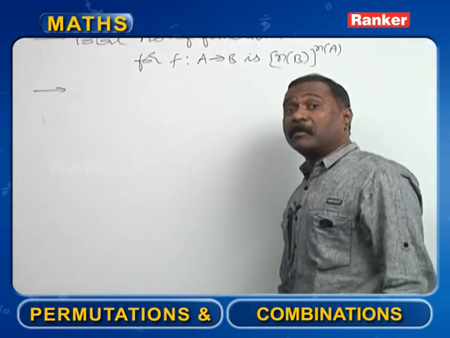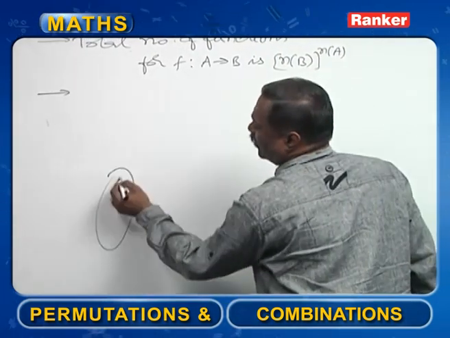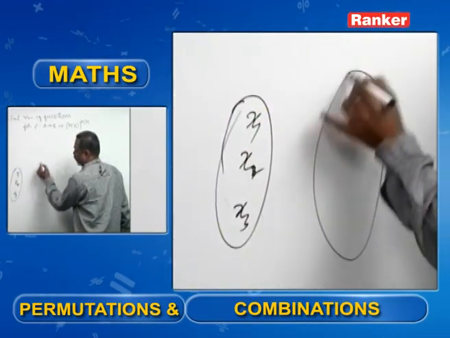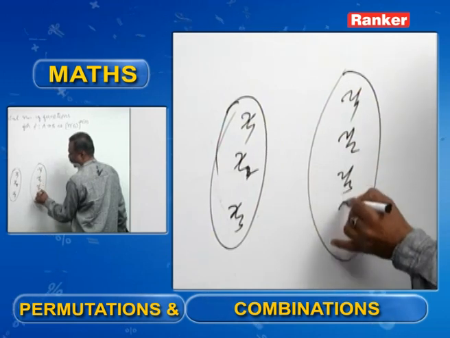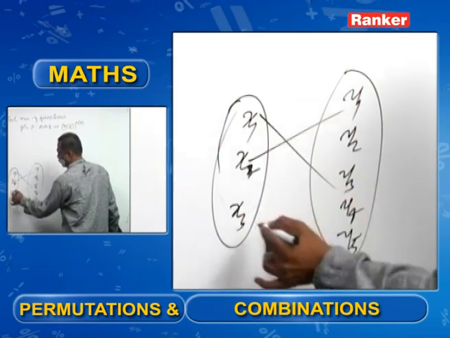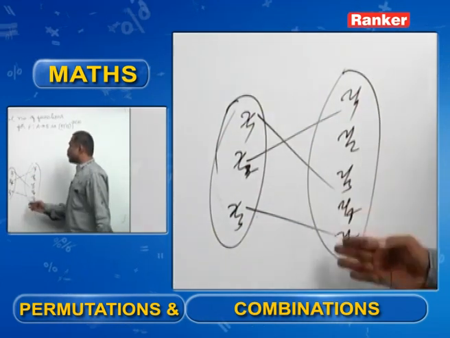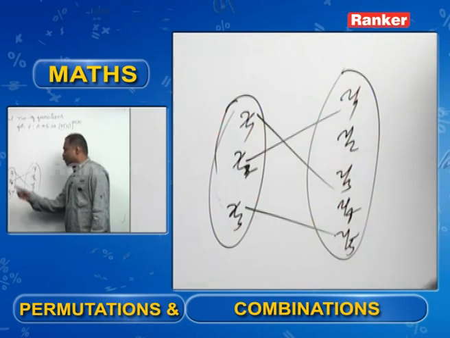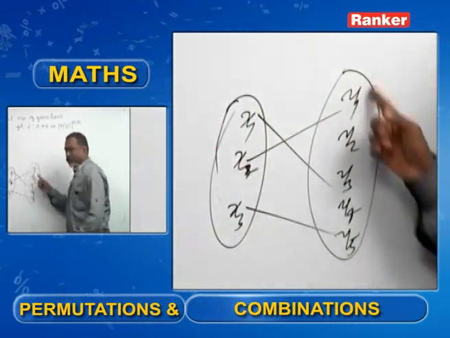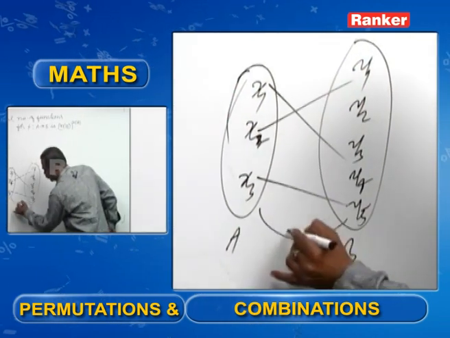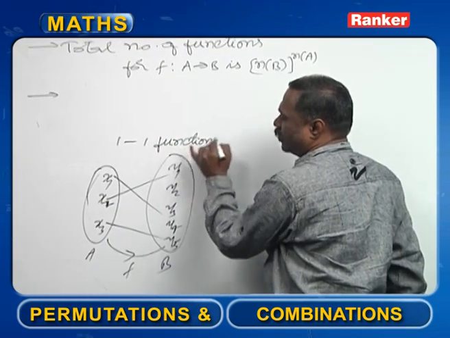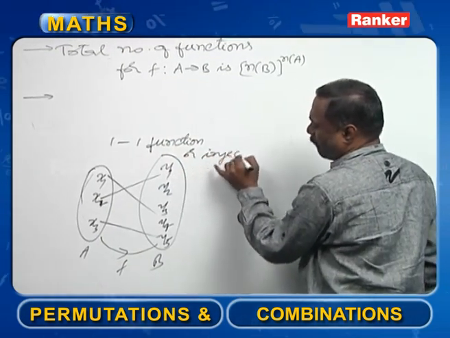So for the number of 1-1 functions, take the same example: x1, x2, x3, and y1, y2, y3, y4, y5. x1 maps to y3, x2 maps to y1, and x3 maps to y5. Is it a 1-1 function or not? Definitely it is a 1-1 function, because every element is associated with distinct elements of set B. So that is why it is said to be a 1-1 function, or rather you can say it's an injection.